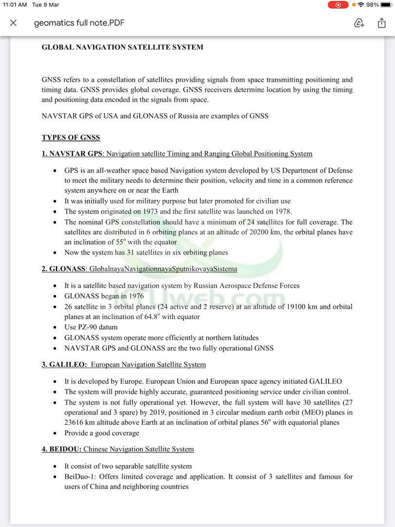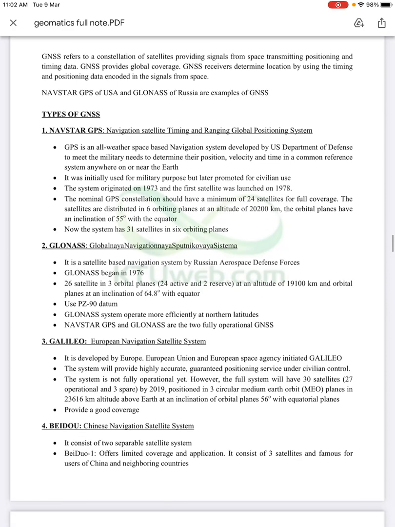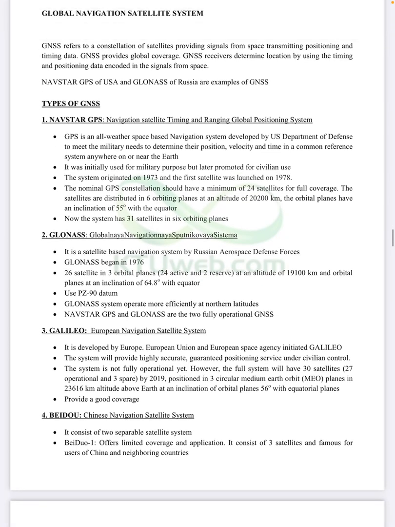The types of GNSS are: first of all, Navstar GPS. Navstar GPS stands for Navigation Satellite Timing and Ranging Global Positioning System. It has the following properties. GPS is an all-weather, space-based navigation system developed by the U.S. Department of Defense to meet military needs to determine their positions, velocity, and time, in a common reference system anywhere on or near the Earth.